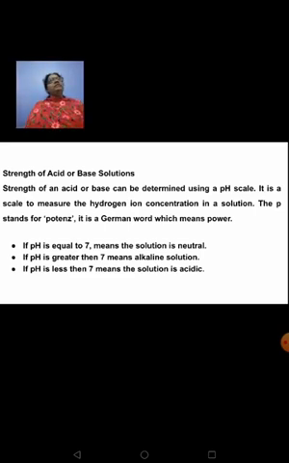When you get a pH value equal to 7, that means the solution is neutral. When you get a pH value greater than 7, it is an alkaline solution, or you can call it a base. When the pH is less than 7, you call the solution acidic in nature. Remember, when pH is less than 7, the solution is acidic. When it is greater than 7, the solution is base or alkaline in nature. When it is equal to 7, you call it a neutral solution.